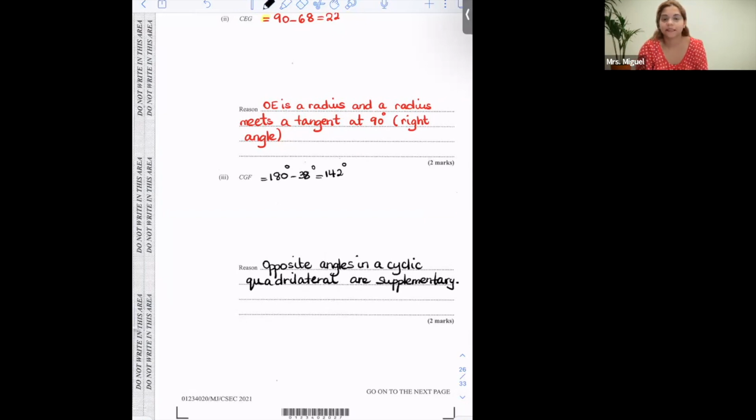180 minus 38. So what I want to emphasize is that the first part of question 9 gives a lot of information. And from there, you can write down the theorems to the side so you know exactly what you are looking at. You're looking for a cyclic quadrilateral theorem. You're looking for the radius meets the tangent at 90 degrees. So all of that should give you some hints as to what theorems you have to use to find the missing angles.